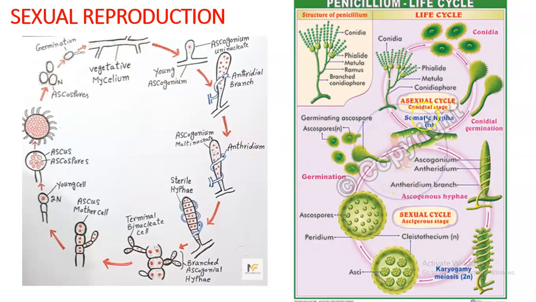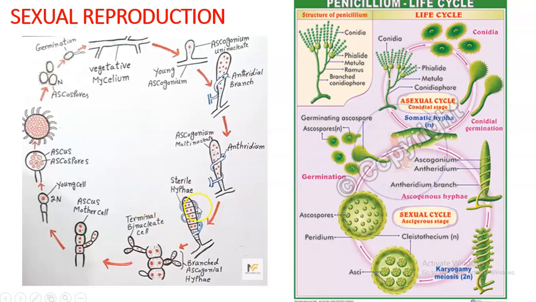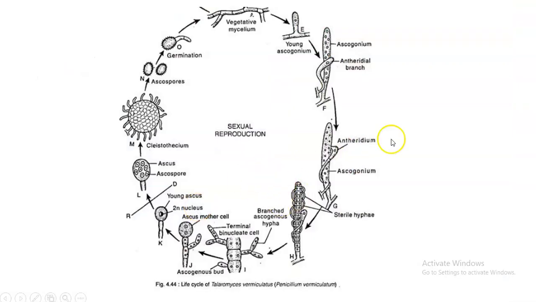You can see the simple arrangement given here, without much elaboration, but we have to know this elaboration. The formation of the ascus mother cell and the cleistothecium in Penicillium can be a separate question. Similar to this is a colored image which is drawn, and this is given in the textbook, the same thing only.